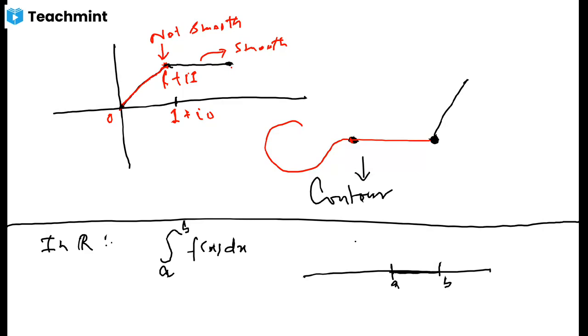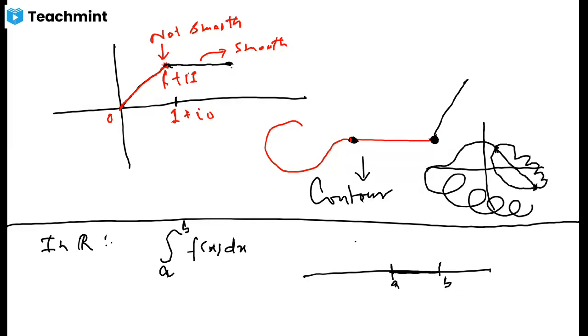But in the complex plane, if I have a point here and I have another point here, it is not possible that every time I have a straight line path from A to B. I might have a path like this also from A to B. I might have a path like this, very complex. I might have a path like this, moving this way, this way, this way, this way to reach this.